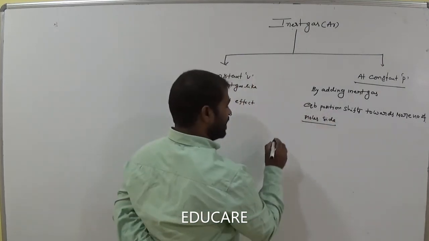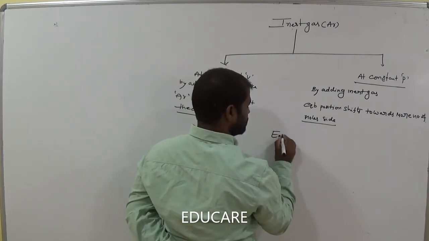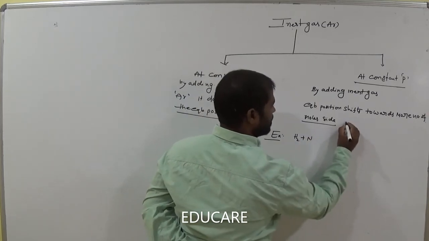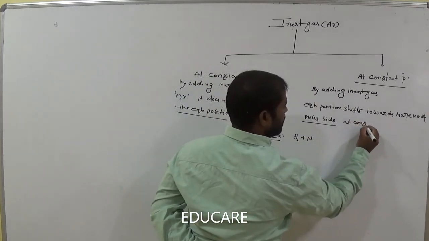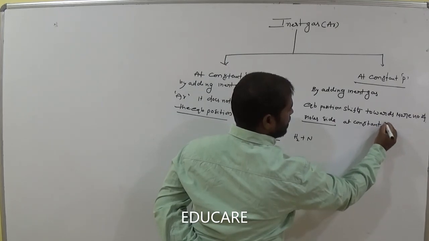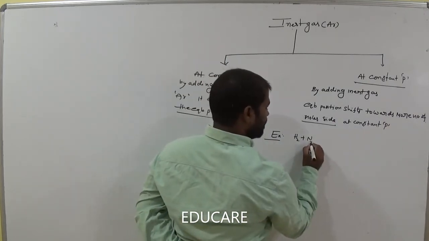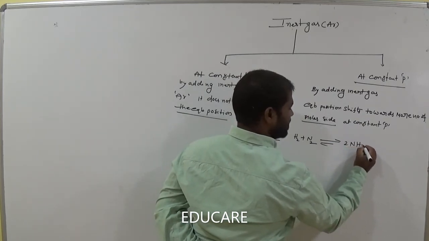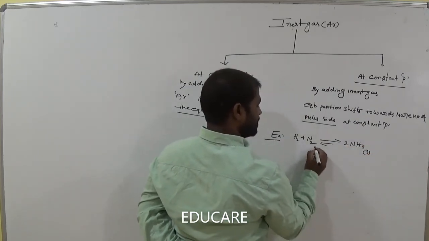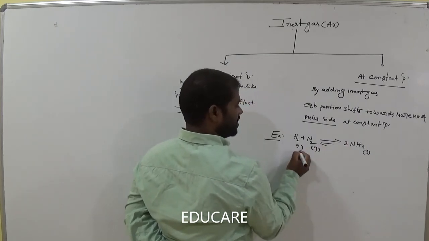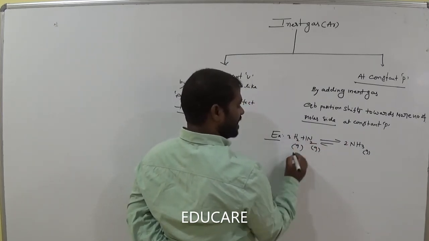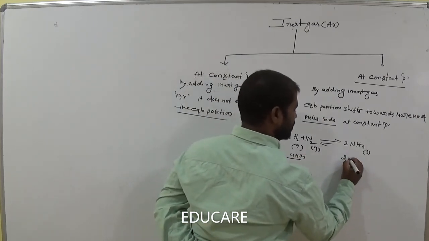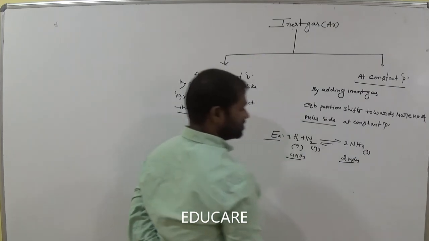Let's see one example regarding this. At constant pressure, N2 plus 3H2 is reversible to 2NH3. This is gas, this one is gas, this one is gas. 3 plus 1, 4 moles here we have. How many moles here? 2 moles.